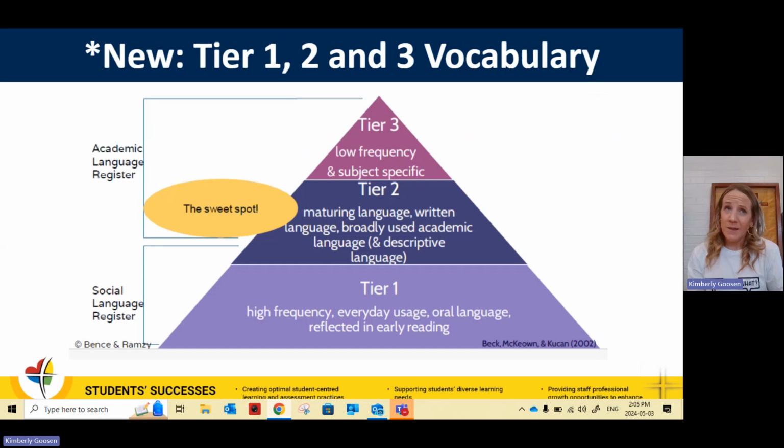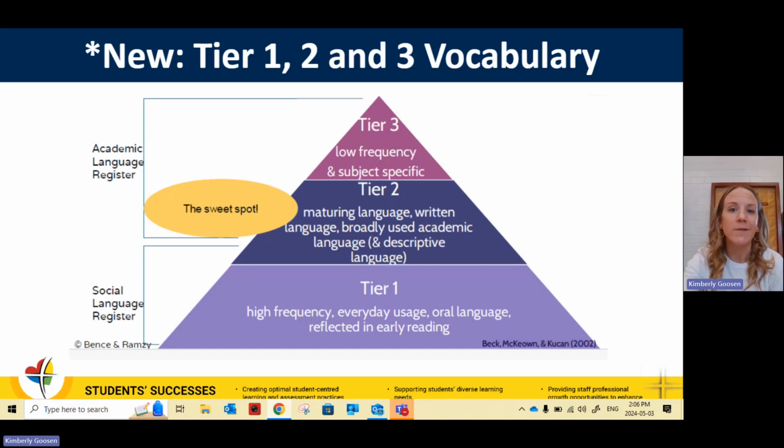So students really will acquire this naturally as they are talking. It's that conversational language that comes up every day with their peers and their teachers. Tier 3 is really, teachers are so fantastic at this. This is your academic language that's more subject specific. So if you are learning about rocks and minerals and you say igneous rock, that would be your specific, your tier 3 vocabulary. It's the tier 2 vocabulary that we really want to be explicitly teaching in our classroom.